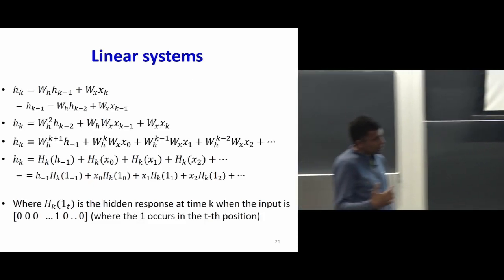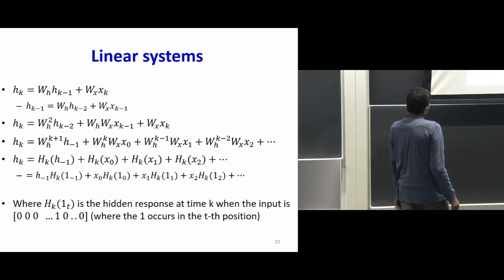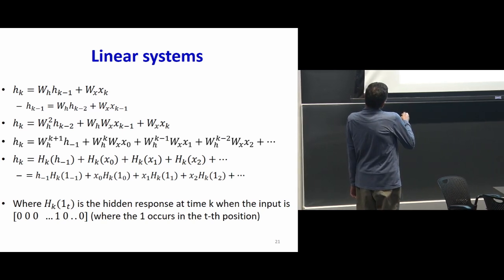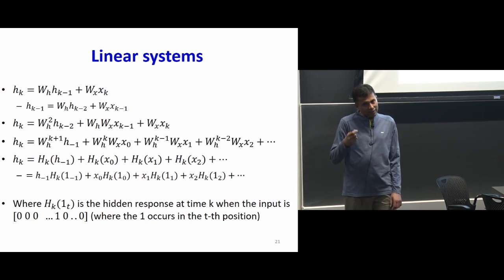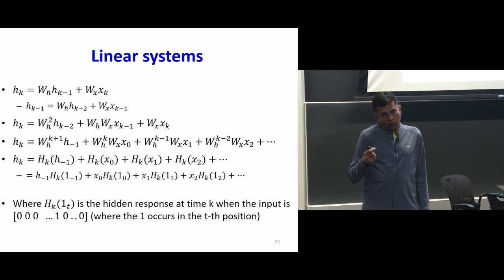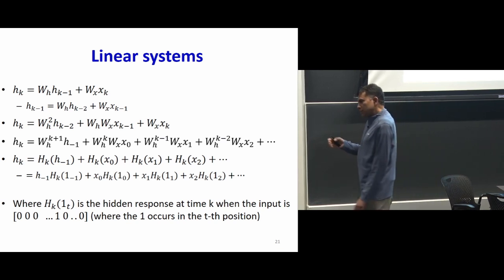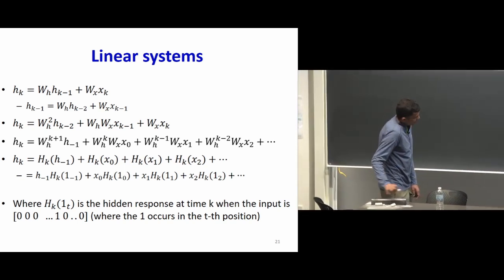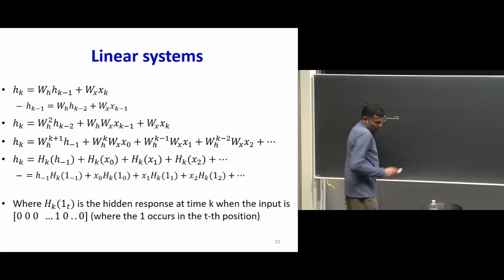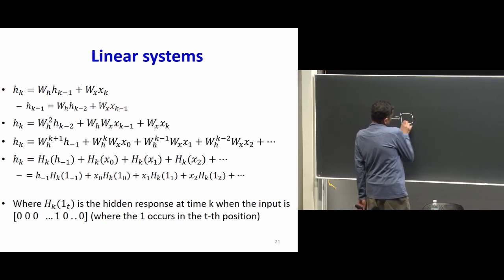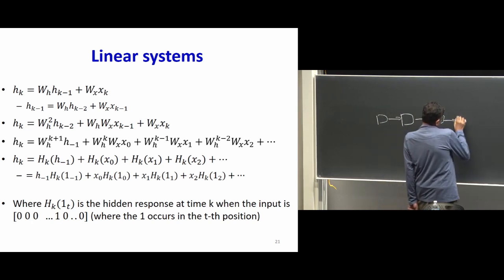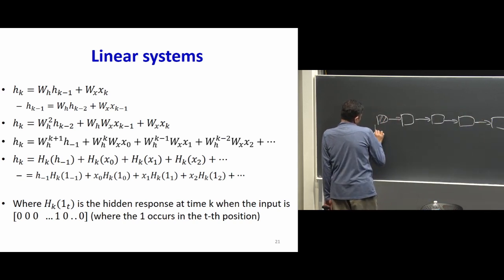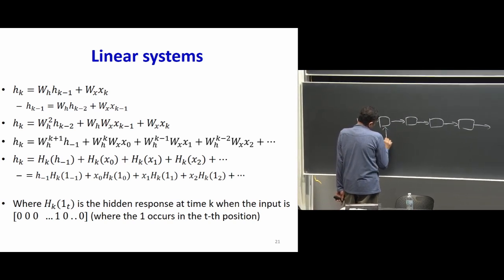So we saw over here, we worked our way backwards, and we saw that what really happens over here is that you can think of the output at any time k, I'm using k to represent time, as the response of the system to individual inputs at various times. So basically, the way we found it, if I were to define my network like so, this is my h_{-1}. And these are my inputs.